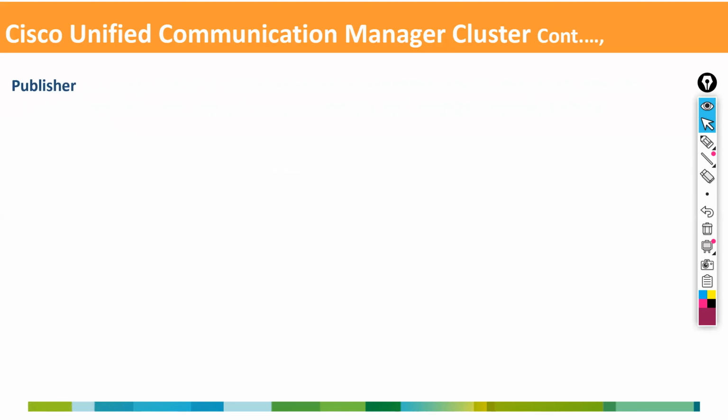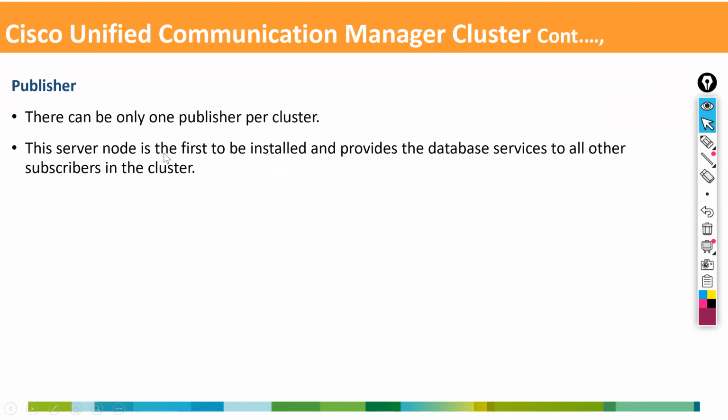Publisher, already explained. There can be only one publisher per cluster. Two publishers is not possible. This server node is the first to be installed and provides the database services to all the subscribers in the cluster.